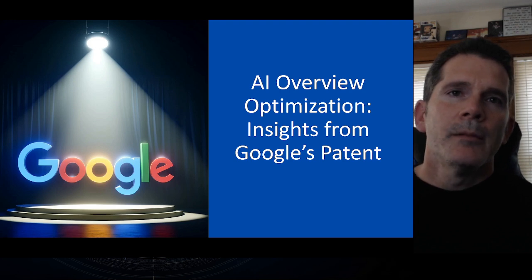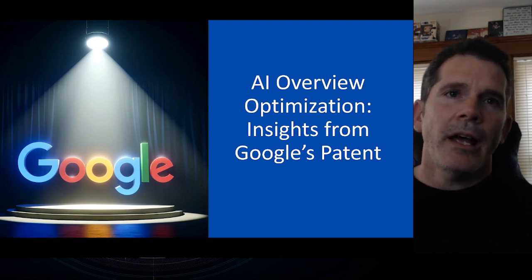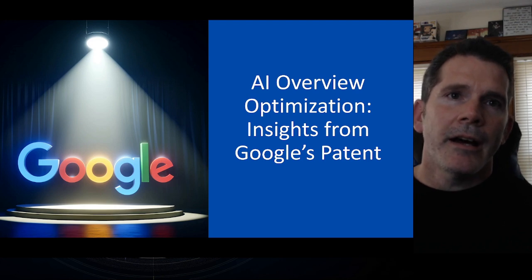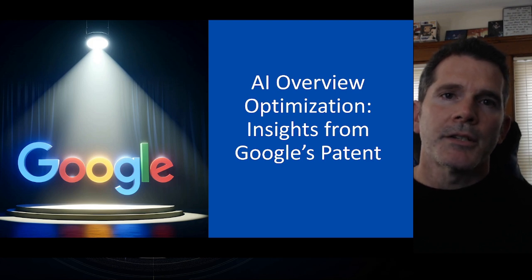Hey, everybody. The big question on everybody's mind about AI overviews is how can my site be included in the summaries? How can I optimize my content for visibility in the AI overviews? So, in this video, I'll discuss the AI overviews or AIOs and what you can do to optimize for them based on insights from the Google patent. So, let's get started.